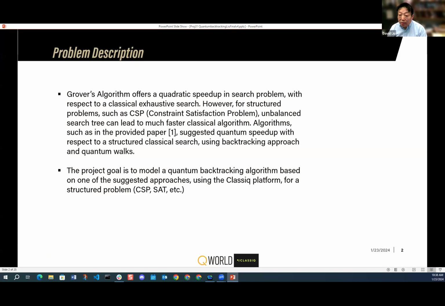The Grover algorithm is really good for speedup in unstructured problems. But in structured problems, there are certain trees that are unbalanced, so you don't need to search every possible choice. So we figured out you can speed up structured problems with the backtracking approach and quantum walks. We try to figure out how to develop the backtracking algorithm based on the Classiq platform.